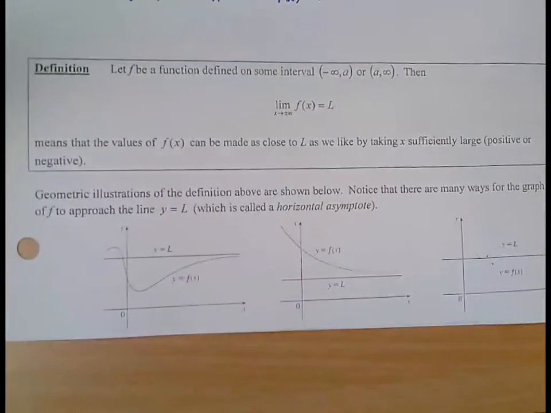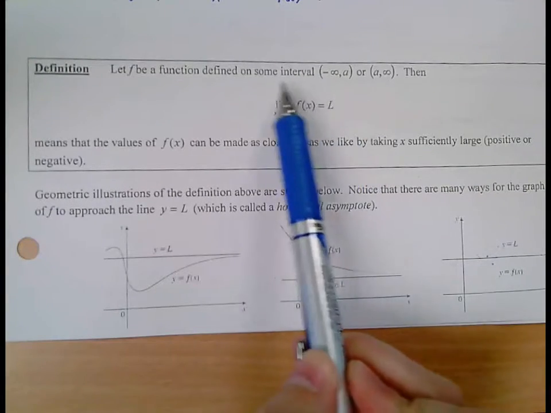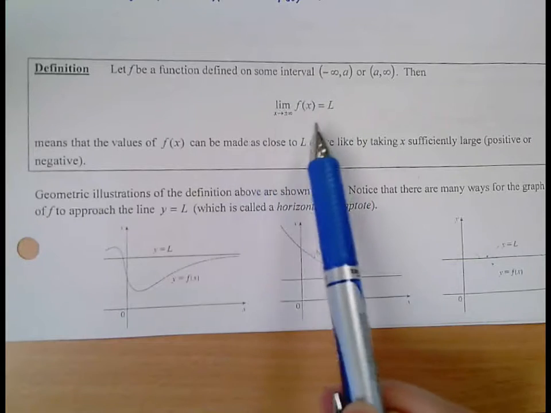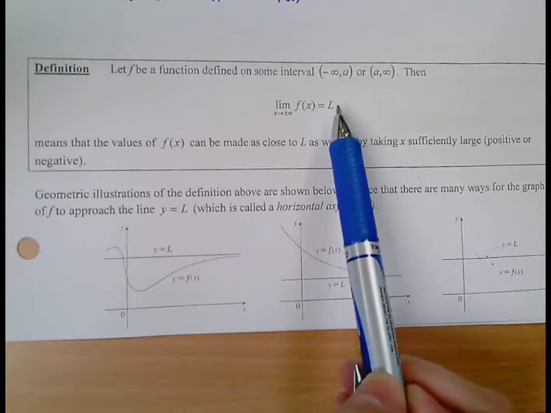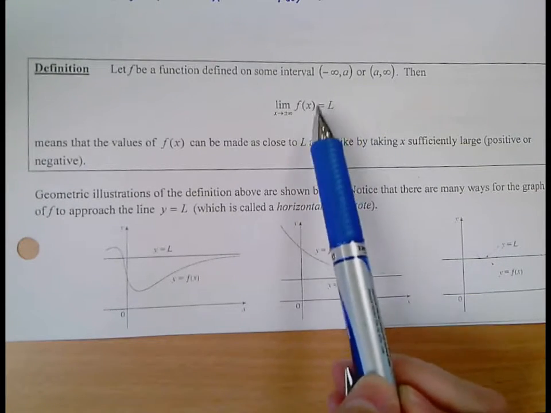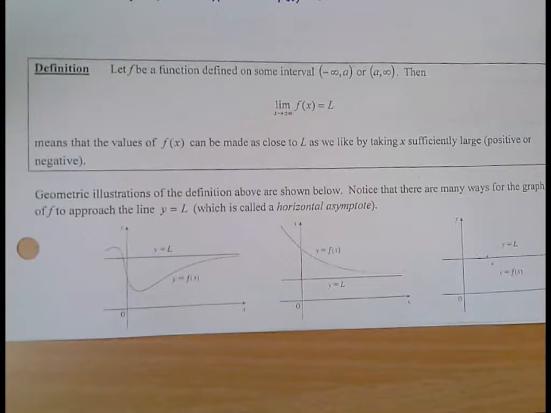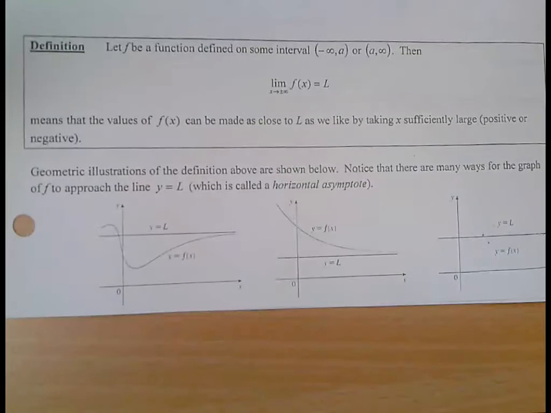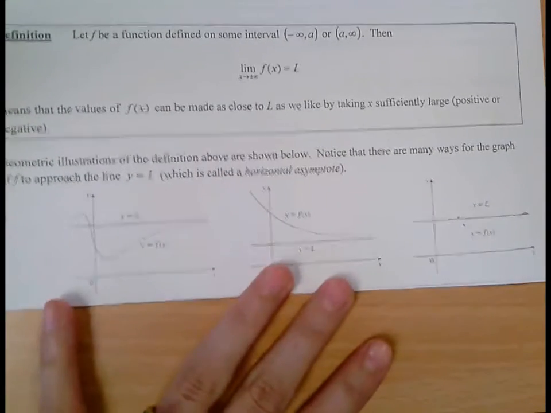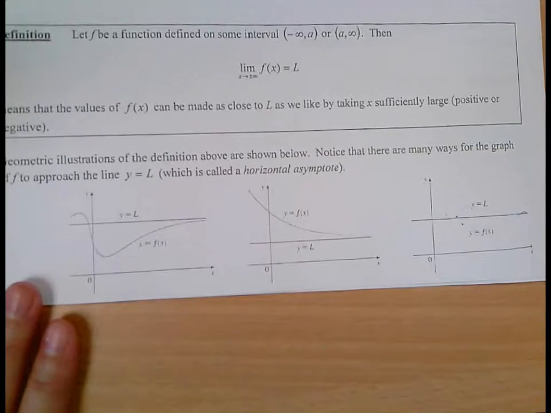So here's the definition. I don't feel the need to read word for word through it, but this is what the notation is going to look like for these. You're going to see x approaching either positive or negative infinity. And if this limit does equal a number, L, we're going to see on the next page that number represents a horizontal asymptote, or y equals L would be a horizontal asymptote. This shows geometric representations of horizontal asymptotes. What I want to point out to you is it's possible for a function to cross a horizontal asymptote.